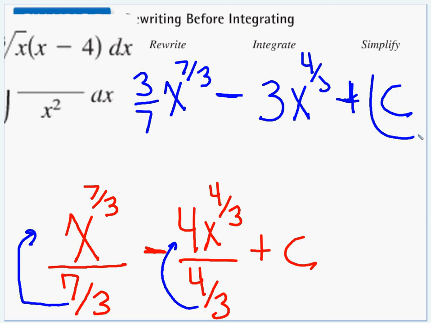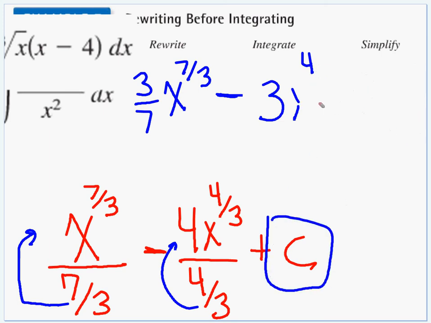Nice. So again, this plus c, that's just some constant. If we derive, it's going to derive away.